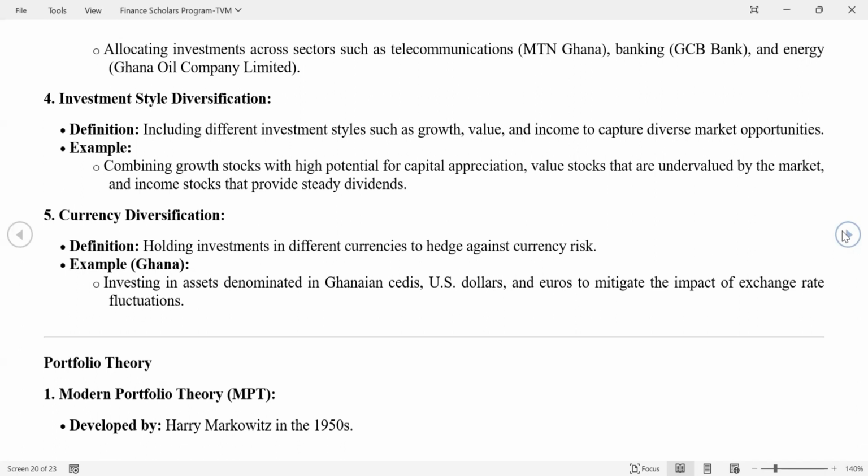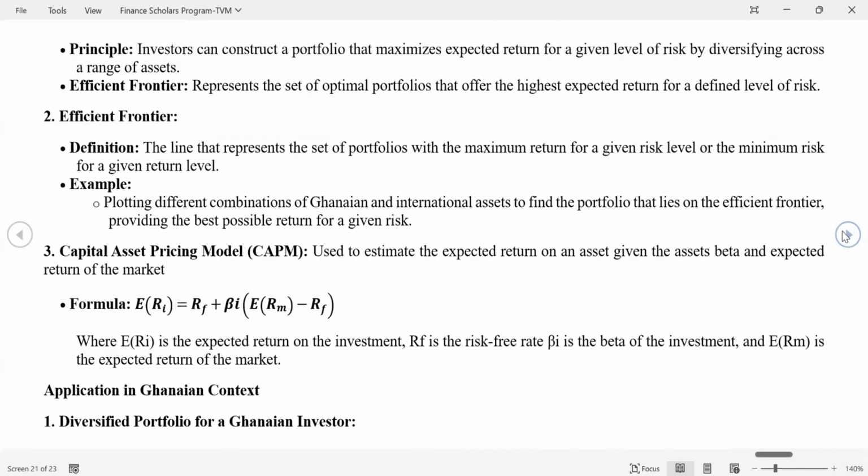But then it's just an example to make you understand currency diversification. So, Modern Portfolio Theory by Harry Markowitz. I also read more about him. He also talked about diversification and all that. He said that if you want to reduce uncertainty in investment, diversification is very key. You can read about his work.